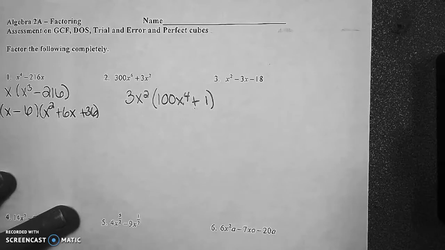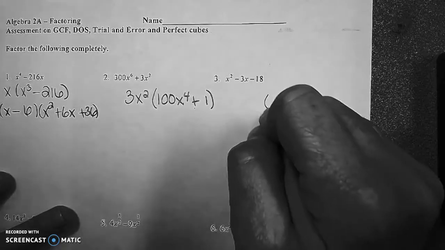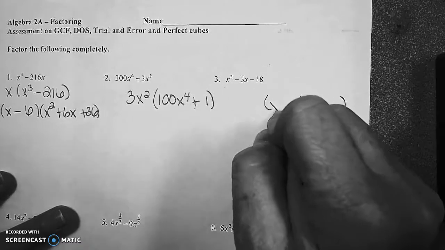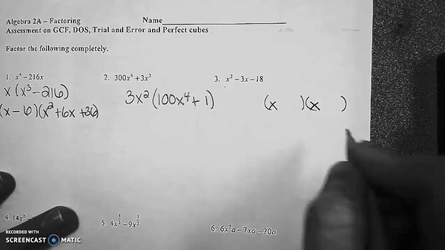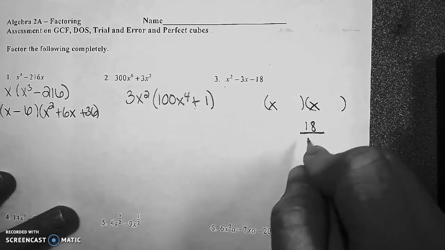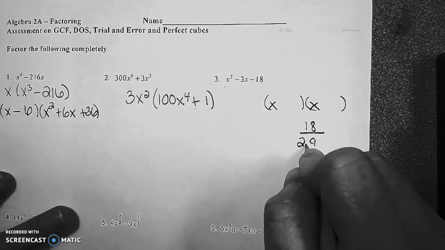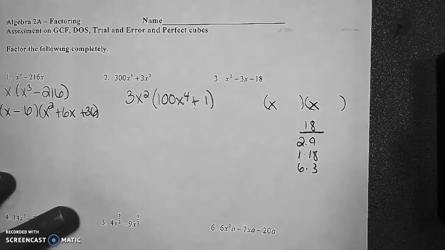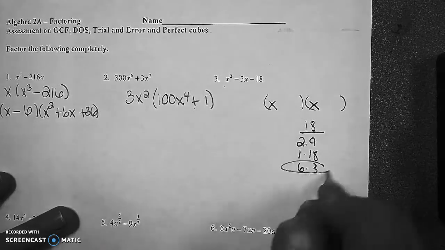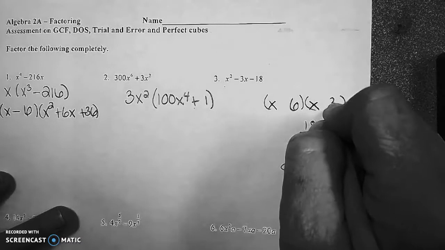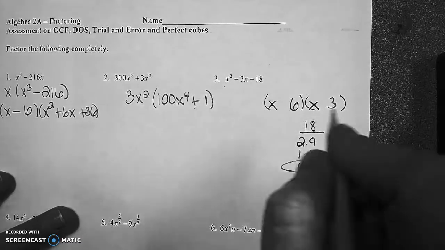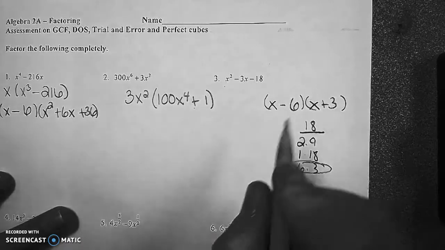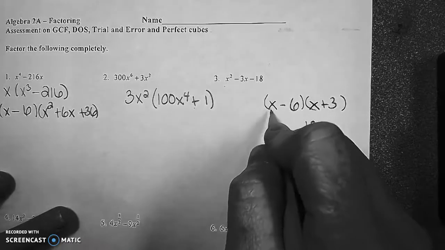Number 3, there's no GCF. A trinomial, so I look at factoring it using trial and error. I like this because my leading coefficient's 1. Therefore, I just need factors of 18 that will result in adding or subtracting to give me a 3 in the middle. So I'll use 6 and 3. To get a negative 3, I need a negative 6 and a positive 3. So let's take a moment to check.